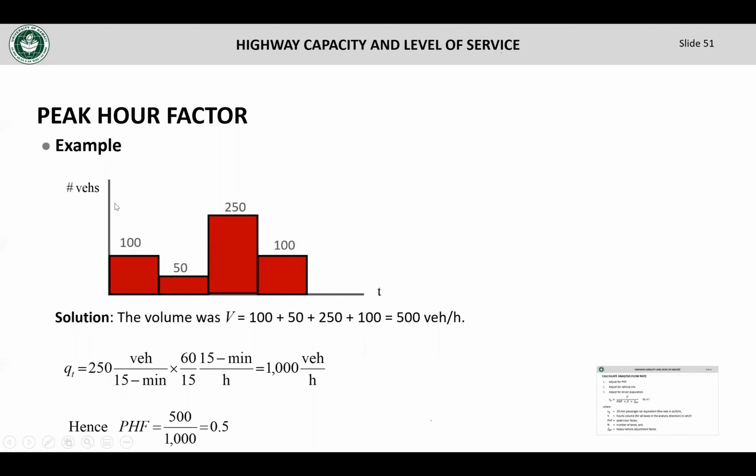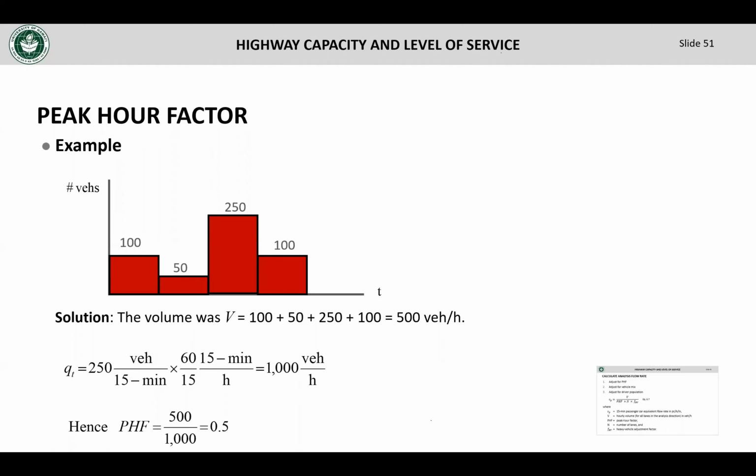Let me try to make it clearer. Say we take counts over 15-minute periods. So in the first 15 minutes, I counted 100 vehicles. In the second, I counted 50. In the third period, I counted 250. In the fourth, 100. So if I add these counts, I counted 500 vehicles over a period of an hour. So my volume is 500 vehicles per hour. To define the peak hour factor, I take the maximum count. So in this case, the maximum is 250. And I multiply by the number of 15-minute periods I had in the hour, which is 4, and I get 1,000. So in this example, the peak hour factor is equal to 0.5.